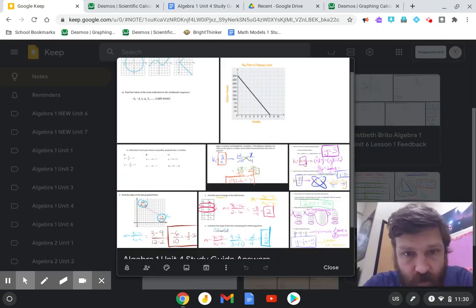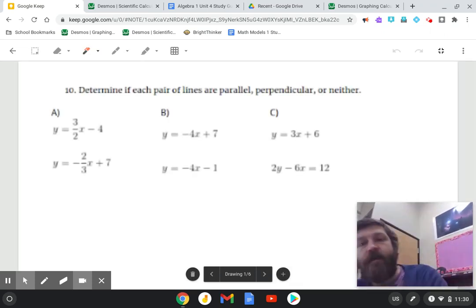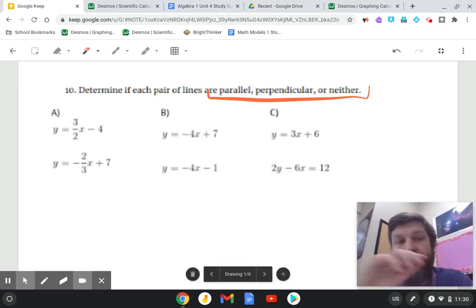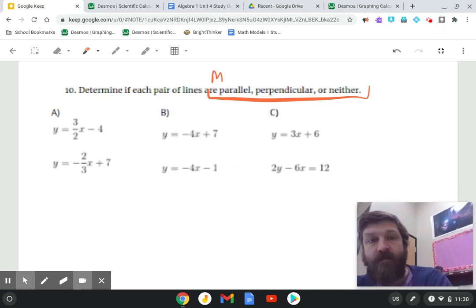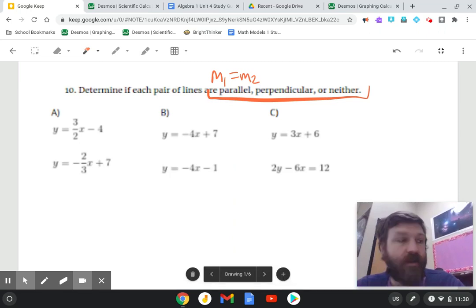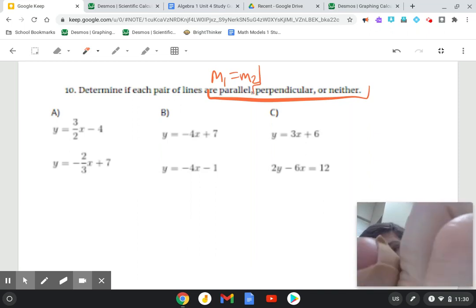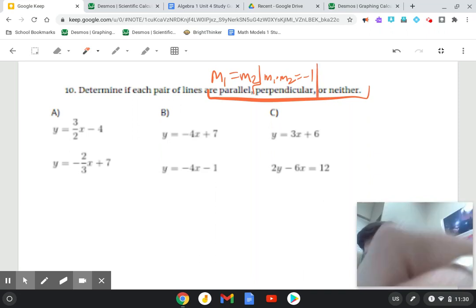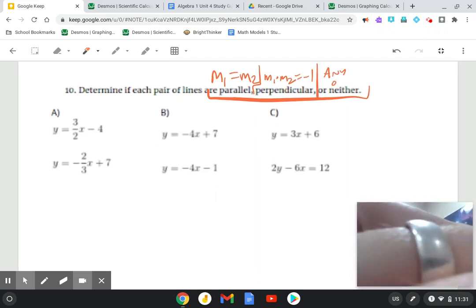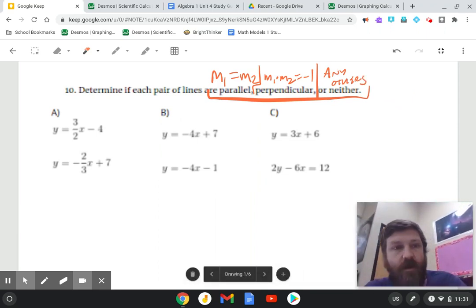All right, number 10. This is a quick reminder of how to determine if lines are parallel, perpendicular, or neither. Basically, if lines are parallel, they have slopes that are the same. Okay. This is discussed at length in the video that I posted previously. Perpendicular lines, when you multiply the slopes, you get -1. And then neither is any other examples.